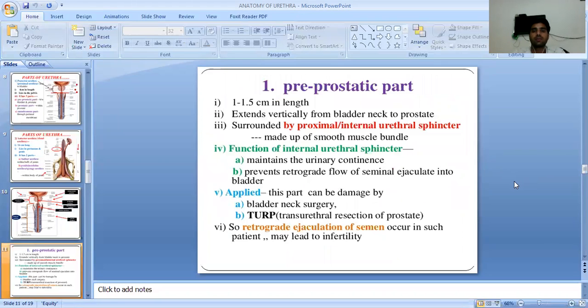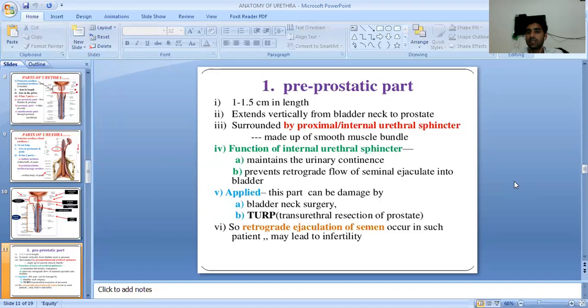Now let's start with the proximal urethra. There are three parts of the proximal urethra: the pre-prostatic part, the prostatic part, and the membranous part. Let's begin with the pre-prostatic part.